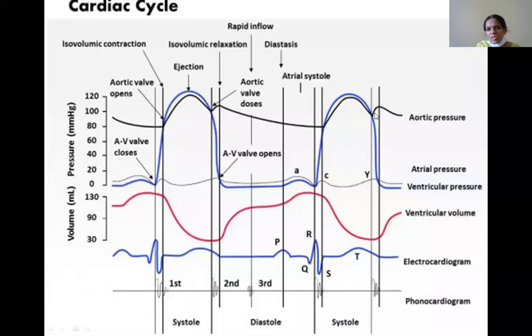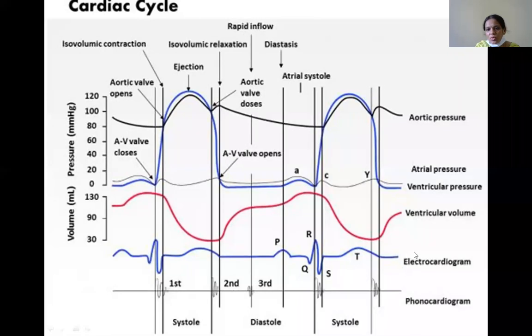And what happens once this blood has gone into the aorta? Due to the stretching of the aorta, it causes closure of the aortic valve. Here you see this aortic valve closure occurs. So the aortic valve will be closed here. So what happens? Whatever little amount of blood is remaining in the ventricles, this phase is the isovolumetric relaxation, where you can see the ventricles repolarizing and you can see the T wave in the electrocardiogram, that is the ECG.